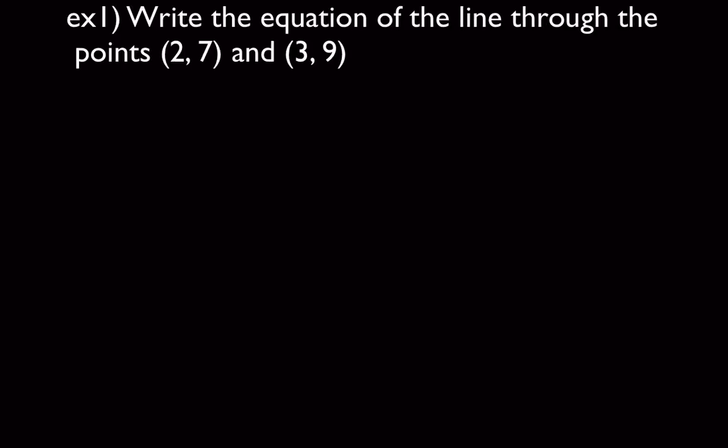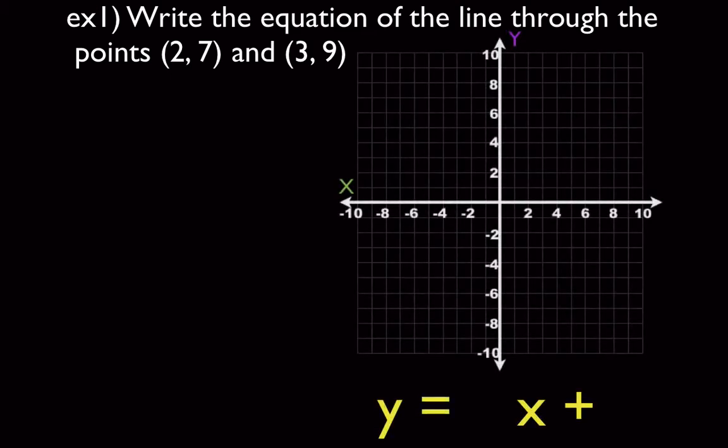Okay, so let's look at our first example. And this is the one we were just talking about when we looked at a problem a second ago. Write the equation of the line through the points (2, 7) and (3, 9). First of all, notice neither of those is the y-intercept. It's not (0, 4) or whatever. So we have basically no information right now. We do not have our m and we do not have our b. We have nothing that we need to get started here.